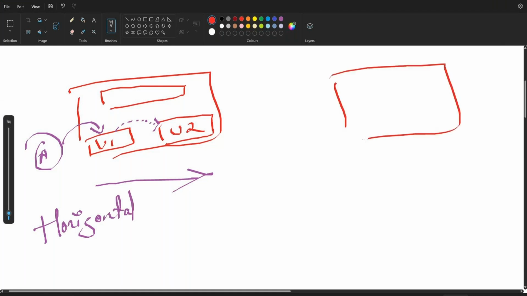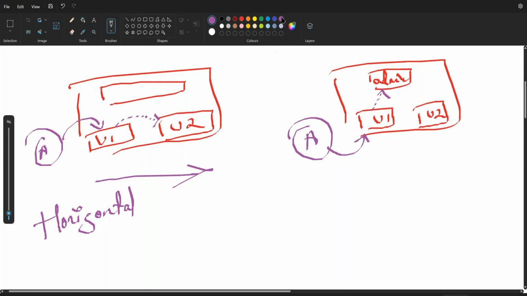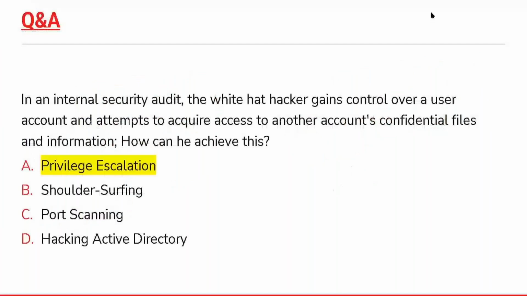Now talking about the second scenario: the admin's account, user 1, user 2. Then we are having the attacker. The attacker will be able to compromise user 1's account, but he is not able to find any sort of juicy information. So now he will be trying to compromise the admin's account. This type of escalation is what we call vertical privilege escalation. So the correct answer for that is privilege escalation over here.